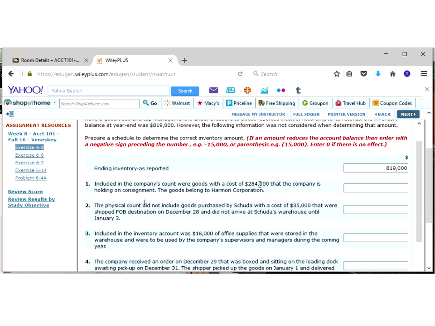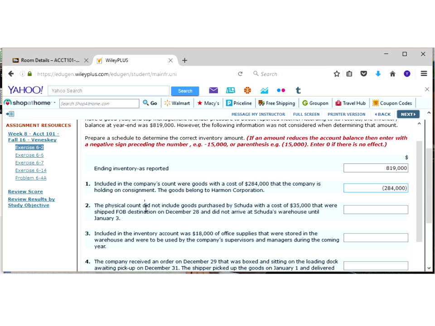So when goods are on consignment, those aren't your goods. So we have to act like those should have not been counted. So I'm going to put this in as a negative because we need to subtract out those goods from our ending inventory. They should have never been in there.